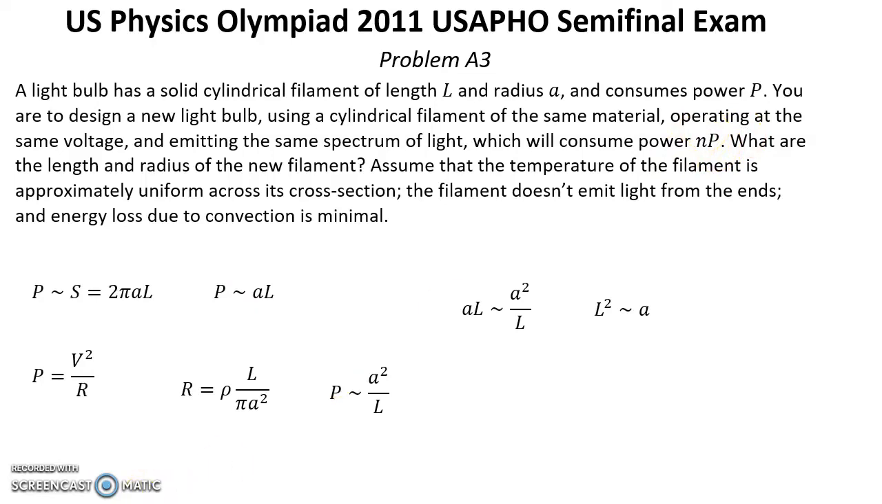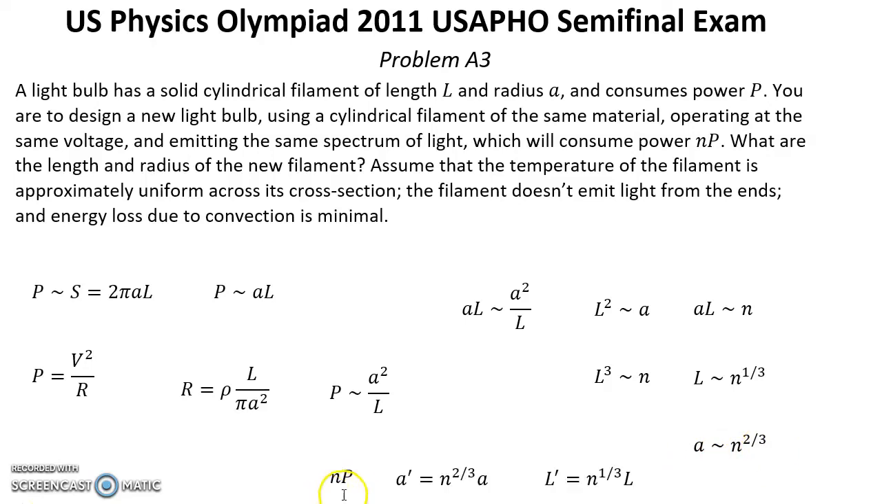So we have AL proportional to N. And now we can combine these two proportions and insert this A proportional to L squared into this one. So we have L cubed proportional to N, or L proportional to N to the power 1/3. And now we can use this proportion to find what A is proportional to. So we have A proportional to N to the power 2/3.